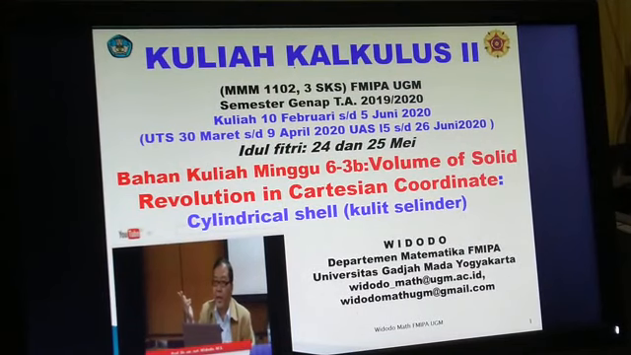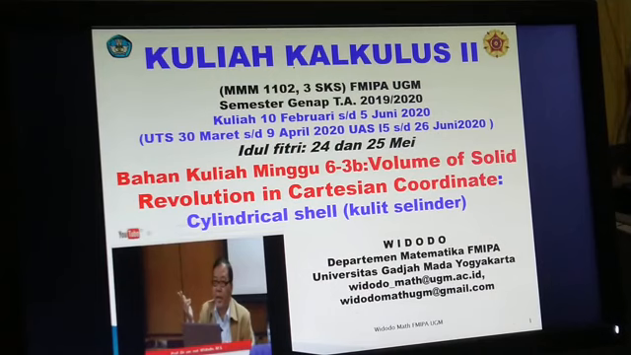Well, today I would like to continue our lecture on the topic of volume of solid of revolution in Cartesian coordinates, but with the cylindrical shell. In Bahasa Indonesia it is called cara silinder. Today we want to find the formula of the cylindrical shell method for finding the volume of a solid of revolution in Cartesian coordinates.